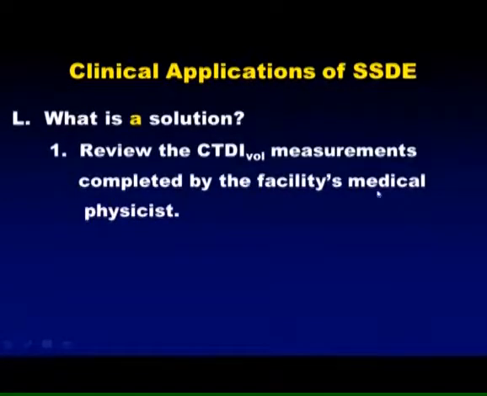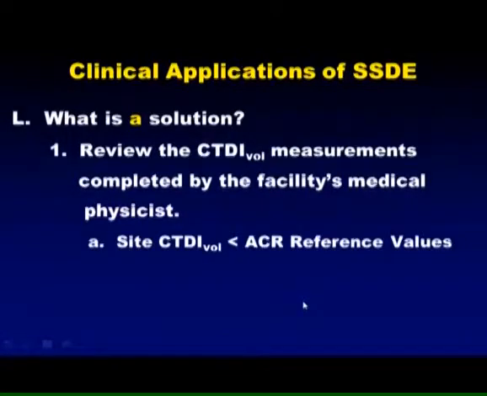The first thing you do is you review the CTDI vol measurements completed by the facility's medical physicist, which is probably you. Okay? So it shouldn't take too much review. And you should have some confidence in those results, I hope. Okay? So you've got your CTDI vol measurements. And the site CTDI vol should be less than the ACR reference values. Now remember, the ACR reference values are expressed in CTDI vol. You can make a direct comparison.